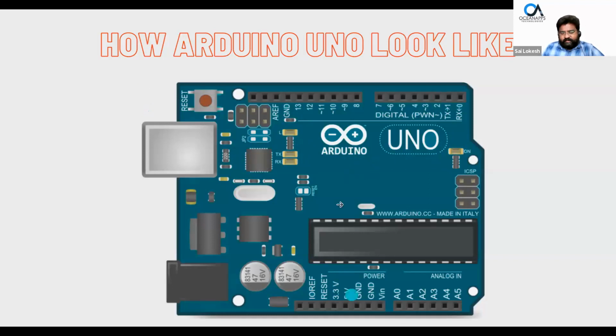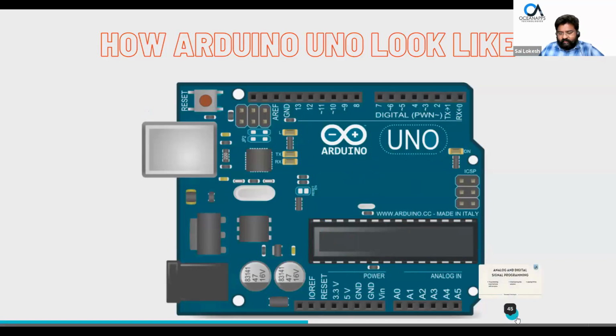Let me explain this board first. As you are seeing here, a black chip, this is our microcontroller. Whatever you are seeing here, that is what we call our microcontroller.